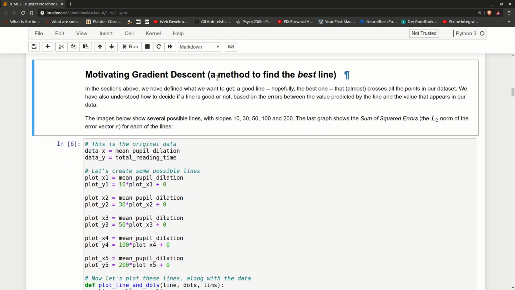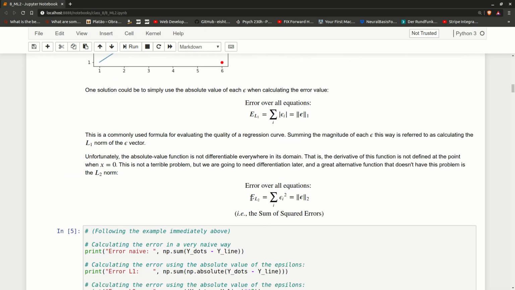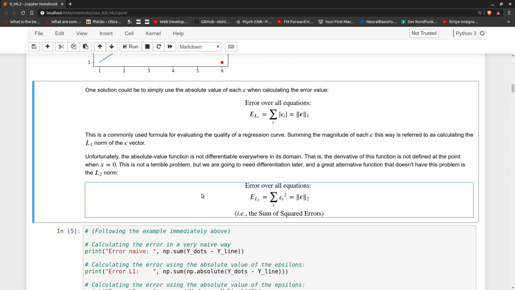Okay, so gradient descent is going to depend on the derivative of this function here, the sum of the squared errors. So I will finish this video here, and then in the next video we are going to talk a little about gradient descent and how it works.